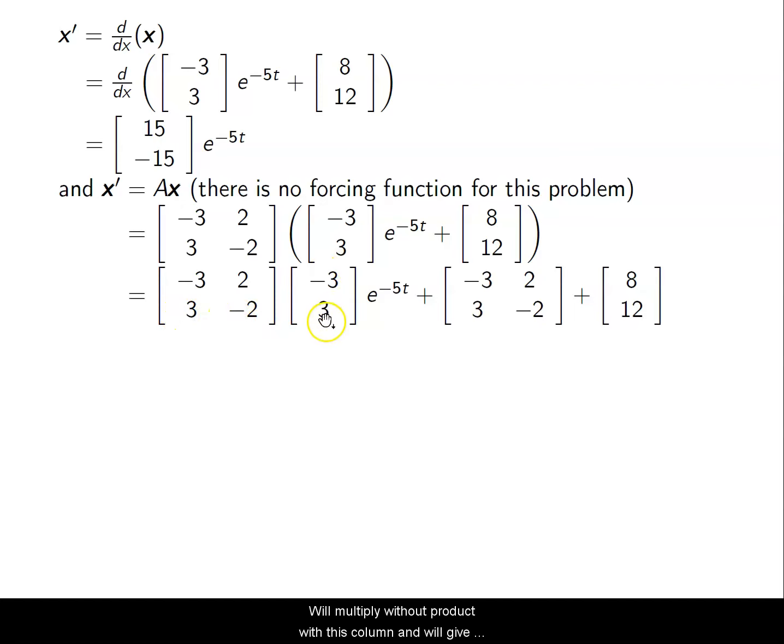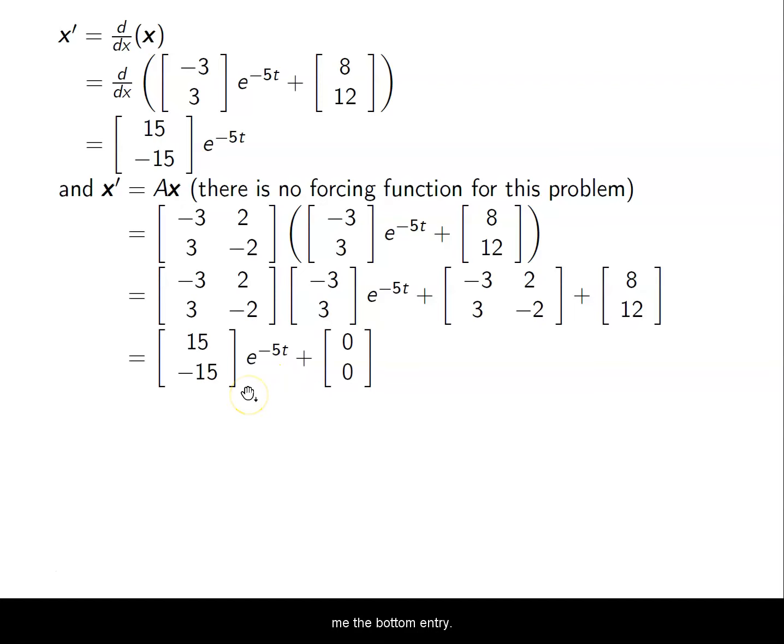This row will dot product with this column and will give me the bottom entry, right? So negative 3 times negative 3 is 9, plus a 6 is 15, right? Same thing here with the bottom. 3 times negative 3 is negative 9, but the negative 6 makes negative 15 on the bottom. Here, remember, I'm not actually adding this. This is being multiplied. This is an error in my write-up, but I'm going to have negative 24 plus 24. So that's 0 on top.